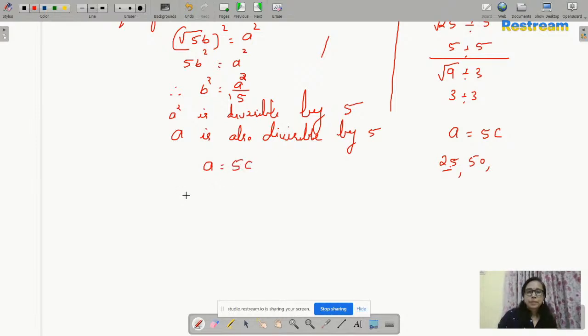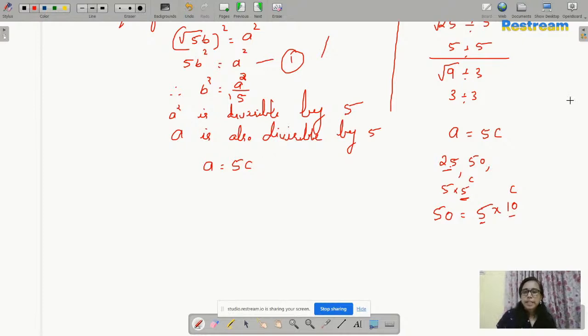5c. You see this 25, you can write as 5 into 5. Suppose this is C, 5c. 50, how can you write 50? 50 you can write as 5 into 10. Am I right? 5 into 10. This is 5 and this is 5c. So any number which is divisible by 5 can be written as 5 into another number. That's why we can take A is equal to 5c. Do you understand? Now this one you can name as equation 2.